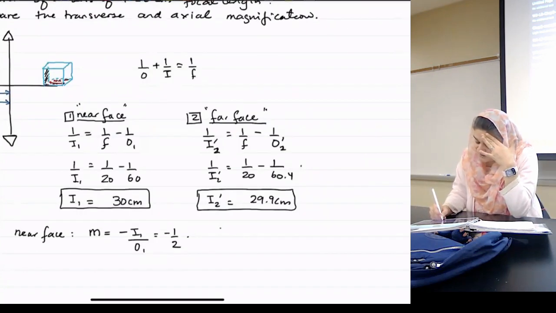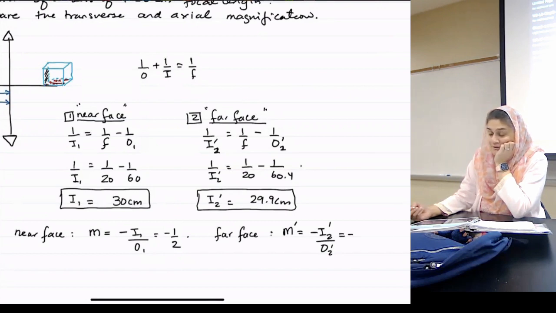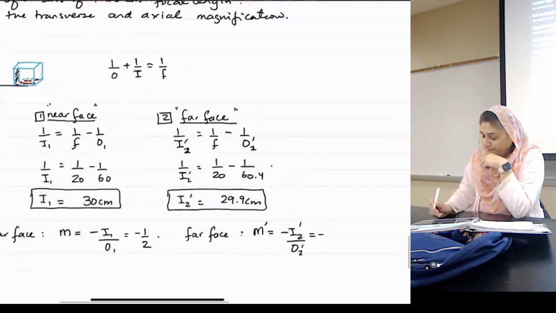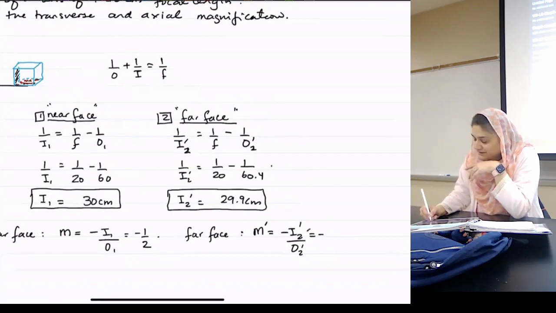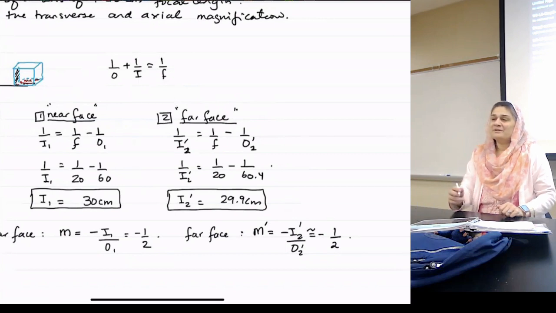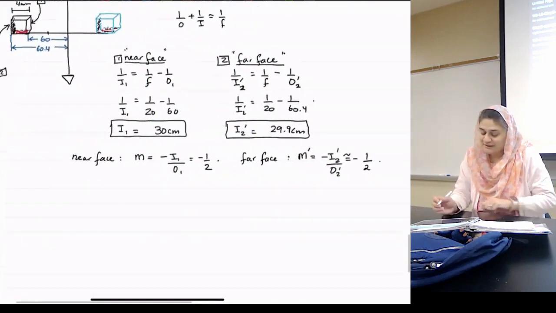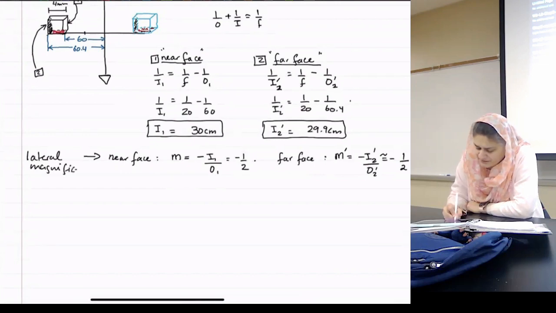Now what will it be for the far face? M prime will be minus I2 over O2, which is 29.9 divided by 60.4. It's approximately the same, 0.495. So let's say it's about a half. I'll put a tilde on top of it. So my picture is wrong; it should be under the axis. This is called the lateral magnification.